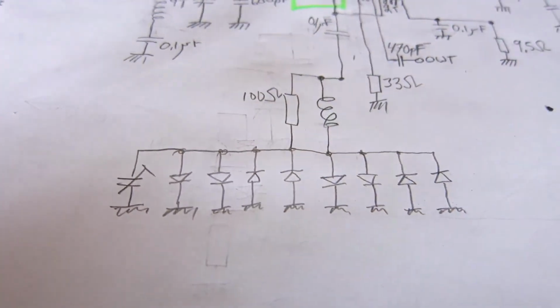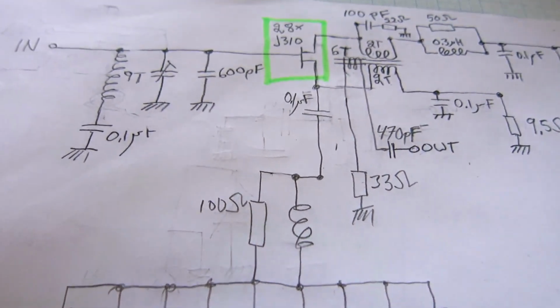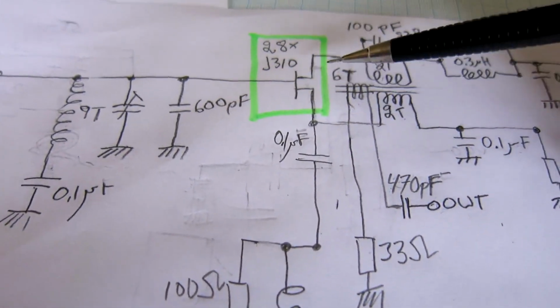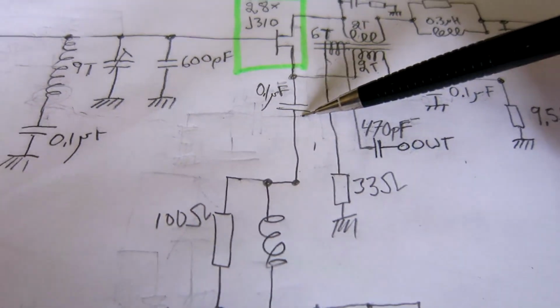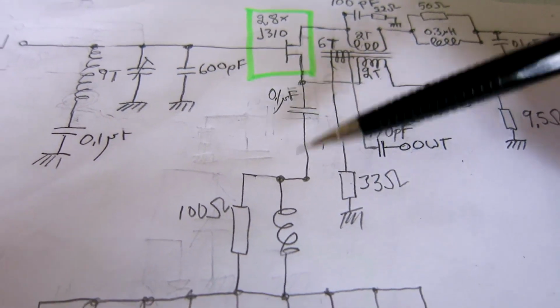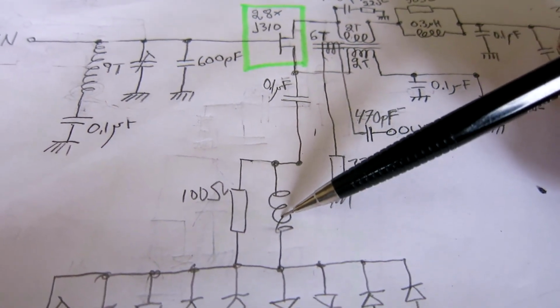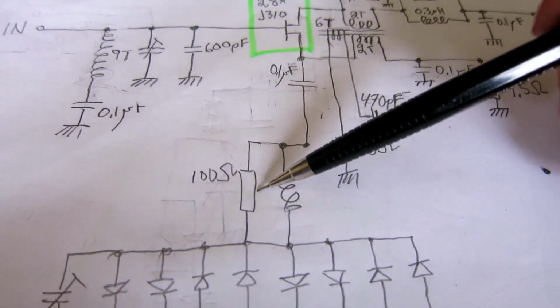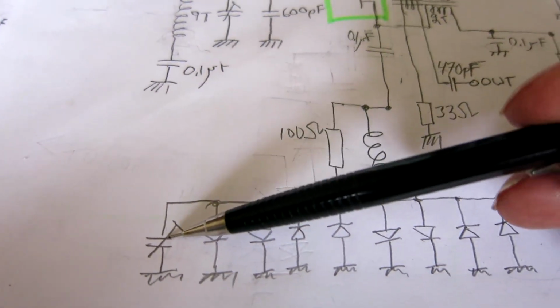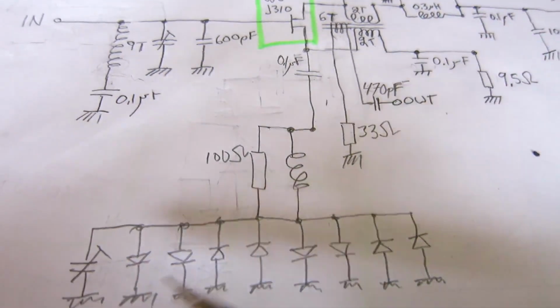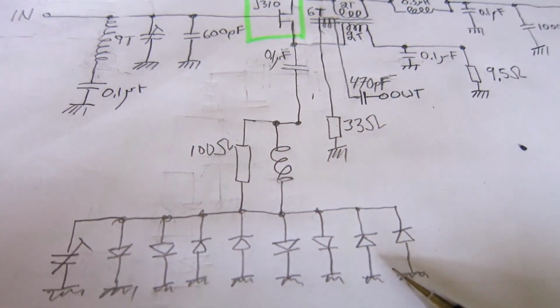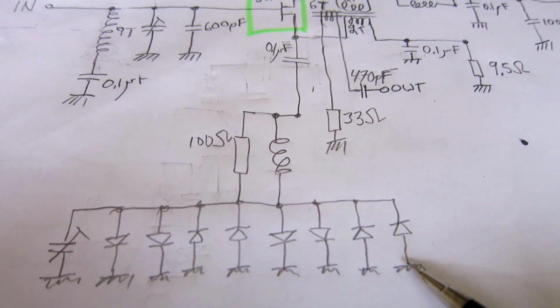I have changed the way the clipper is arranged. No longer from the drain, I'm taking it from the source through a big capacitor, the same inductor as before in parallel with 100 ohms, and the same capacitor as before. It's about 300 pF here, and then many diodes both ways and in parallel.